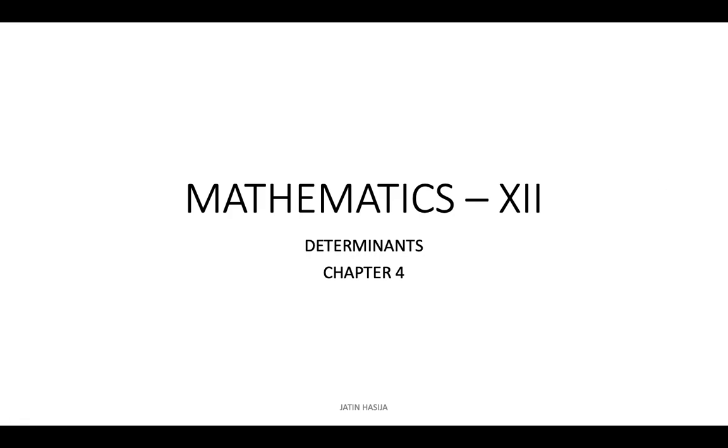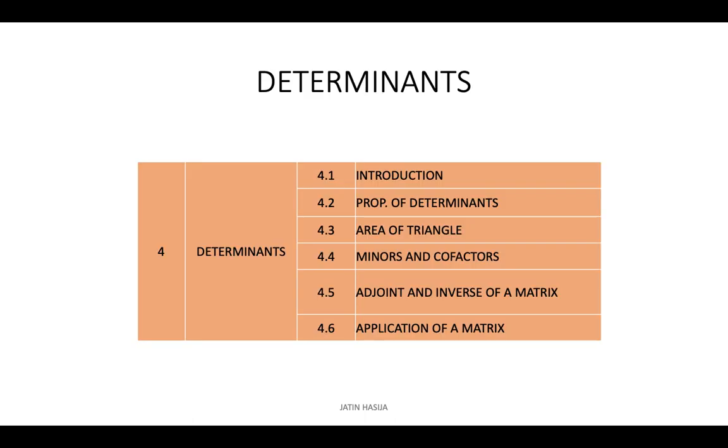Good morning, all. Today we are going to study chapter 4 of the NCERT book, that is about determinants. In our previous video, I explained the introduction part and the area of triangle. Today we will be covering exercise 4.4.